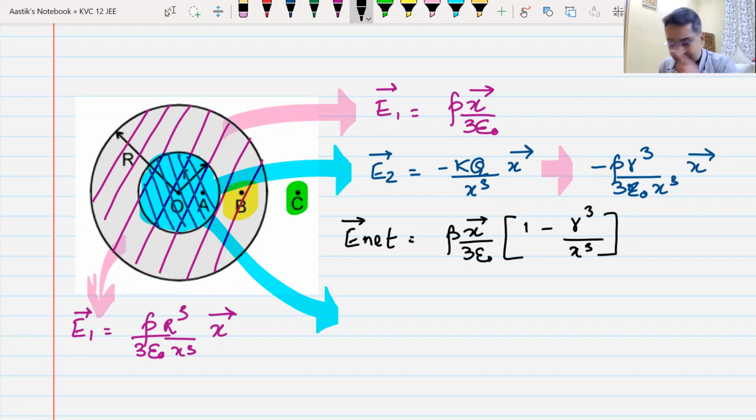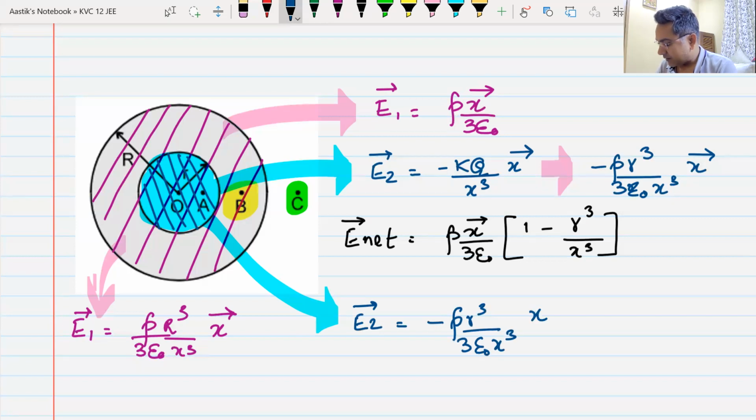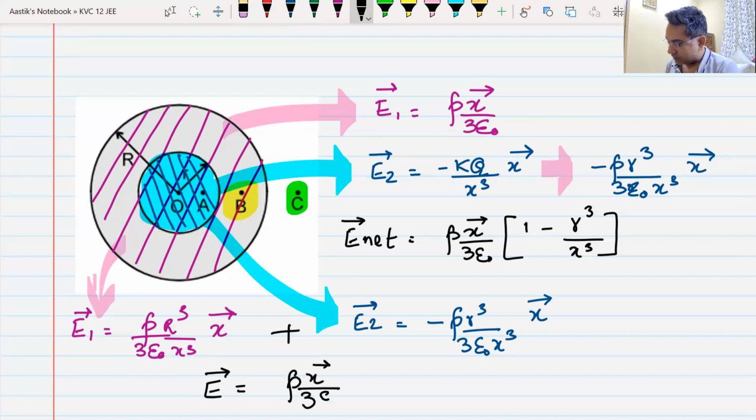Okay, now we come to the smaller sphere. The answer still remains the same. It is outside, so E2 becomes minus rho small r cube by 3 times epsilon naught x cube multiplied by x vector. What you have to do is add these two fields and you will get the net electric field. You will get this answer: rho x vector divided by 3 epsilon naught x cube, everything coming out, capital R cubed minus small r cubed.